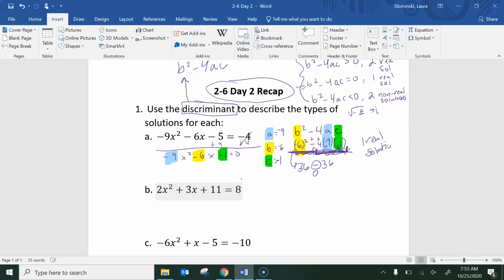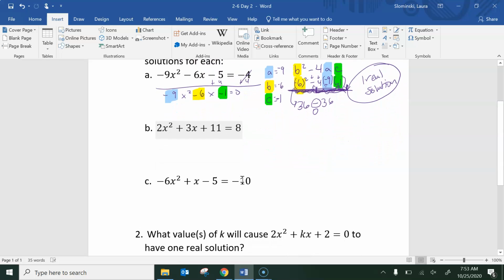So this is actually just the answer to the problem. All the other work was just for that. Okay, so let's do another one here. In this case, I would subtract 8 first. Remember, we have to get it equal to 0. I get 2x squared plus 3x plus 3 equals 0.